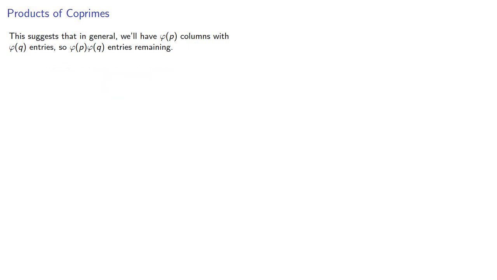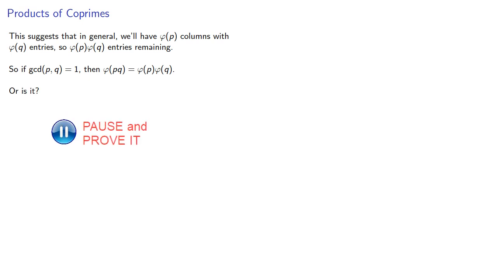So if the greatest common divisor of p and q is 1, then phi of pq is the product of phi of p and phi of q. Or is it? Well, let's see if we can find a proof.